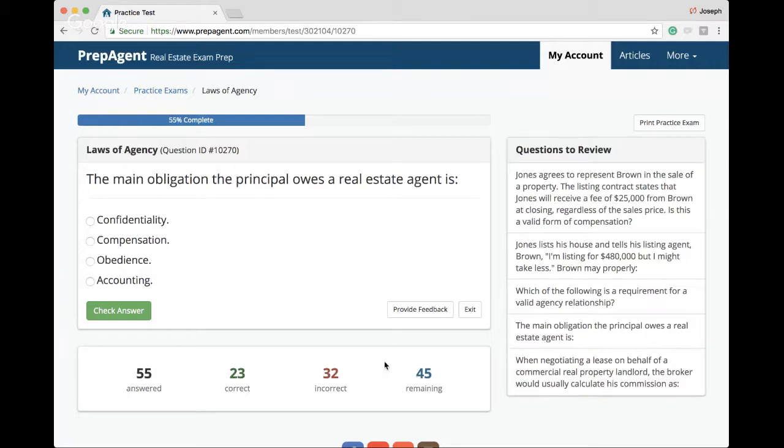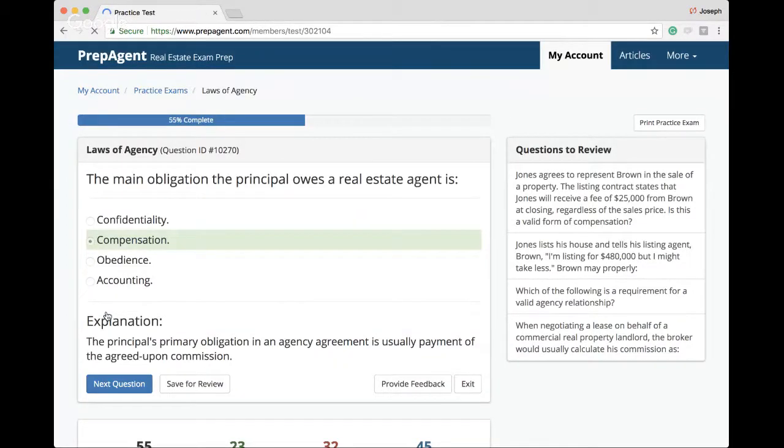Okay, and the answer here is B. The principal owes you money or whatever you agreed on. You owe the principal confidentiality, obedience, and accounting. But the main thing the principal owes you is money. They're not the licensed party, so you cannot expect them to have license obligations like confidentiality, obedience, and accounting. Okay? They just owe you money or whatever you agree upon.